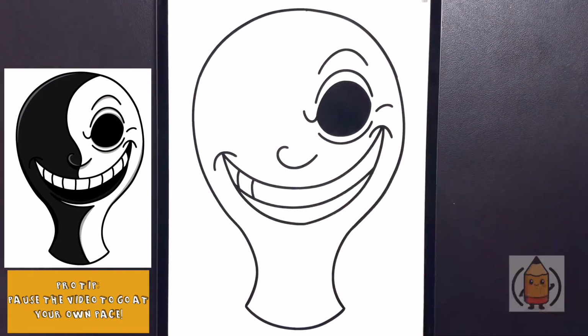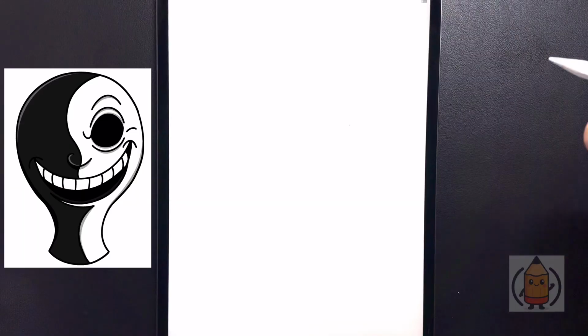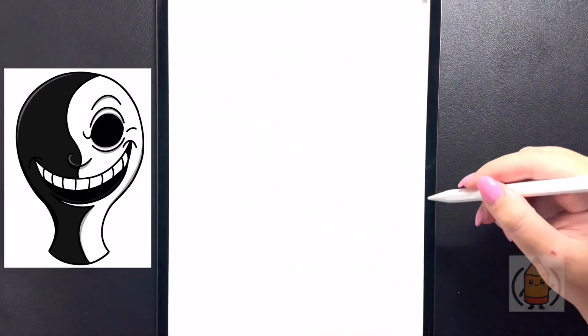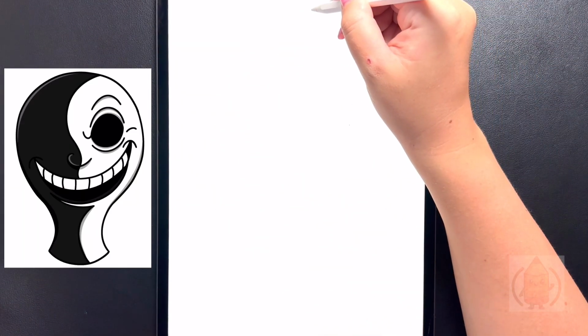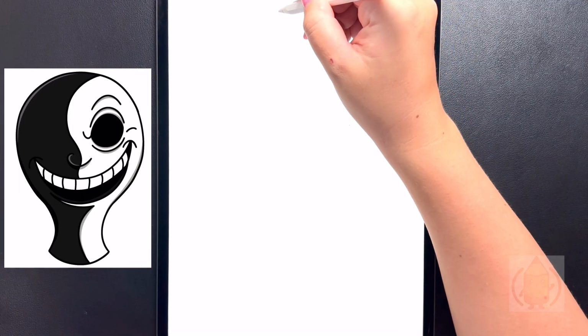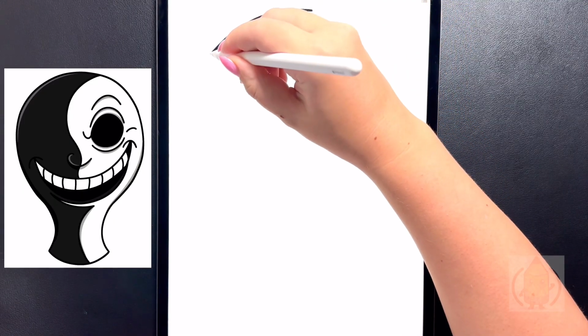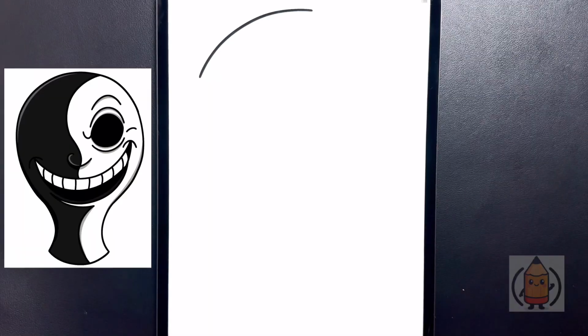Today we'll be learning how to draw Jack from Roblox Doors. First we're going to get started and frame in the shape of the head. Let's start right in the center here and curve this line around and down on the left.